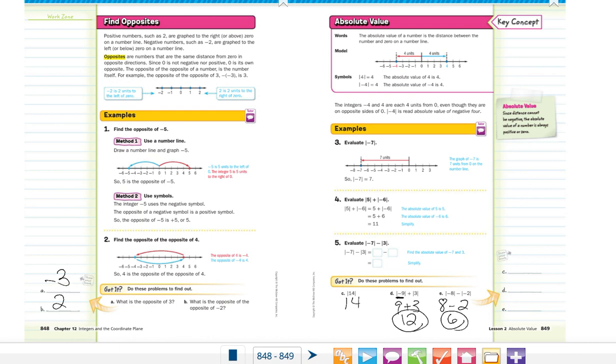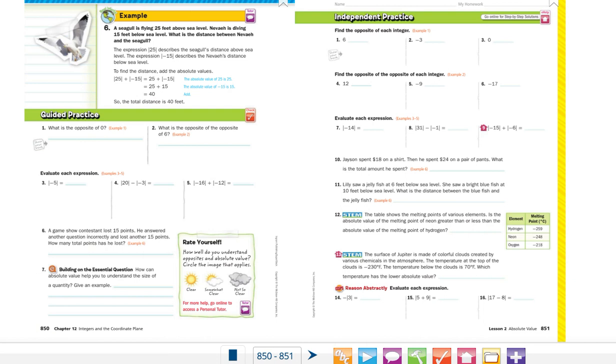Then we were going to turn over to the next page, which is 850. And let's take a look at numbers 8, 10, and 11. Okay, so on number 8, 31, and the absolute value is 31 minus the absolute value of -1, which is 1. That's going to be 30.